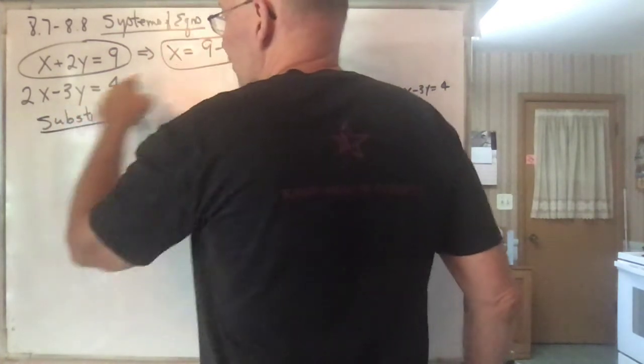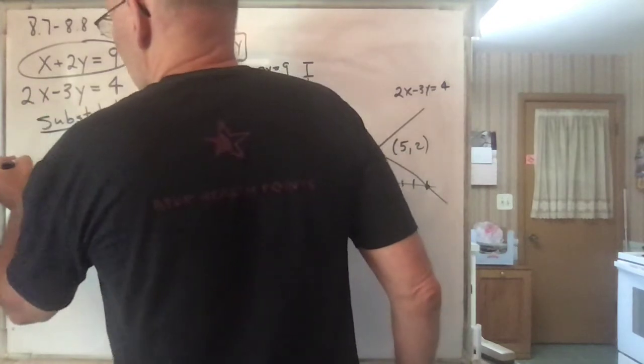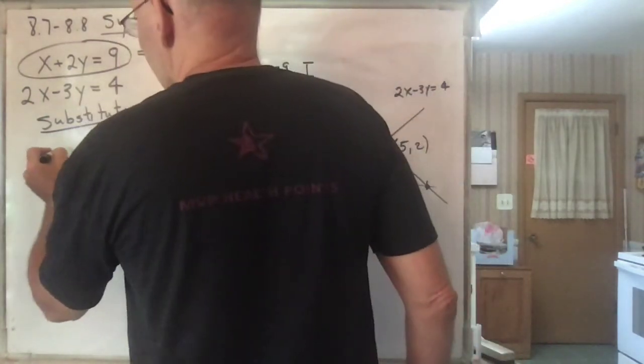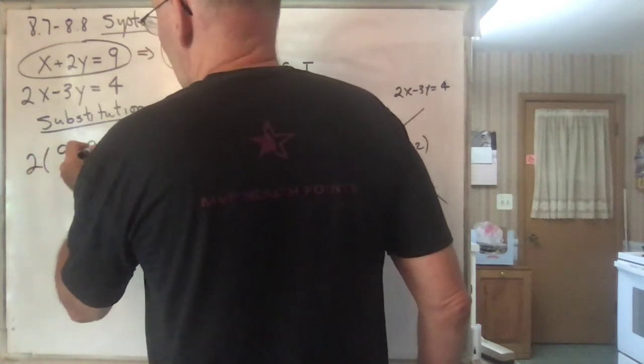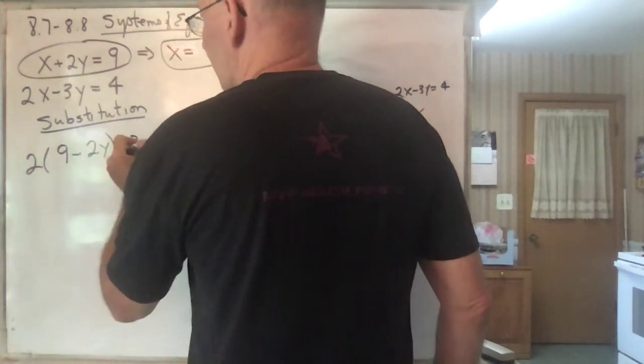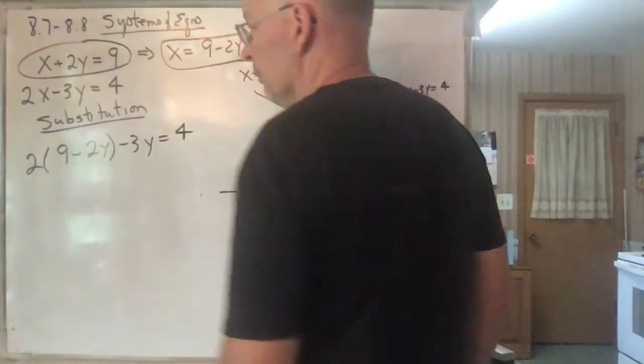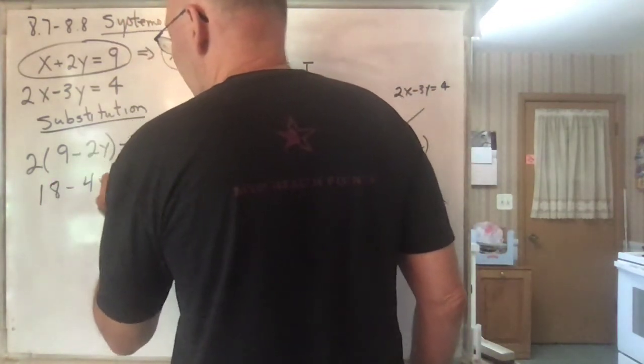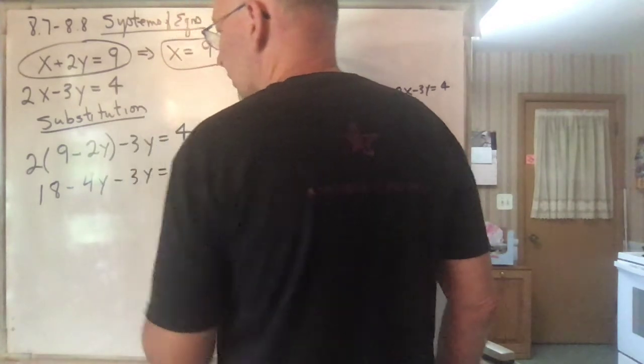Now I can just substitute this x in for here. So I'm going to get 2 times, every place I see an x, I'm going to get this. 9 minus 2y minus 3y is equal to 4. And so now you get 18 minus 4y minus 3y is equal to 4.